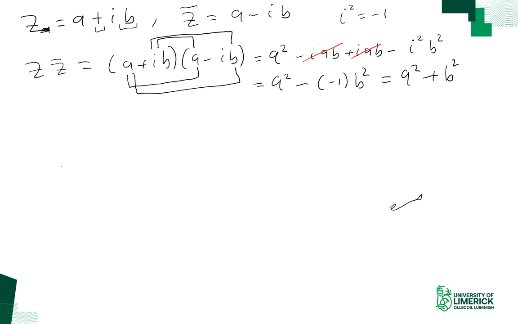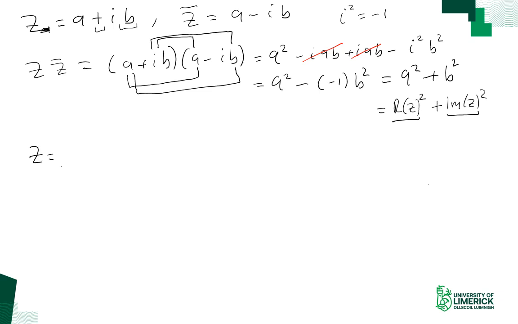And here a, we should remember, is the real part of z squared, plus b, the imaginary part of z squared. So this tells us that if we have z and multiply by z conjugate, we take the square of the real part of z plus the square of the imaginary part of z.